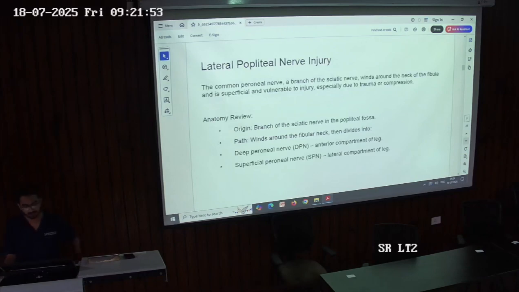Now, going into specifics, lateral popliteal nerve injury, which is also called the common peroneal nerve. It is a branch of sciatic nerve. It winds around the neck of fibula and is superficial and vulnerable to injury, especially due to trauma or compression. Right. So, as the anatomical pathway which I have mentioned here, it is very easy to understand that whenever there will be a neck of fibula fracture or head of fibula fracture, then there will be a risk of common peroneal nerve injury, right?